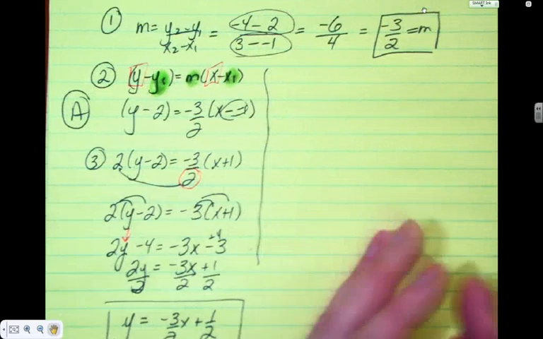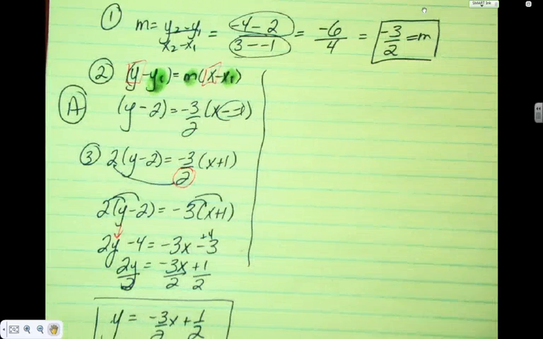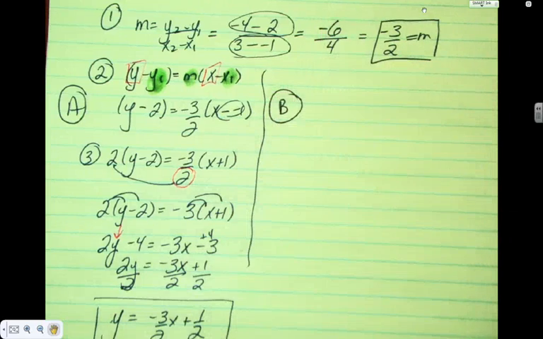We're going to do the exact same work. We're just going to use the other point. Just to show you it doesn't matter which point you use, we're going to get the same equation in the end. So this time we're going to use point B.